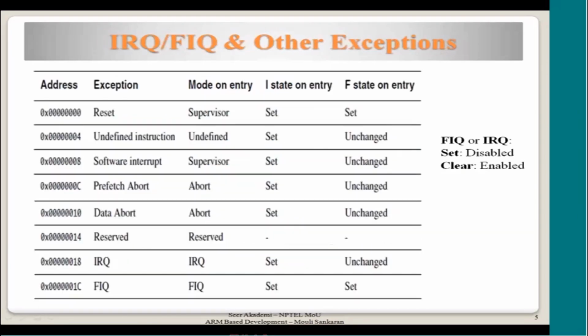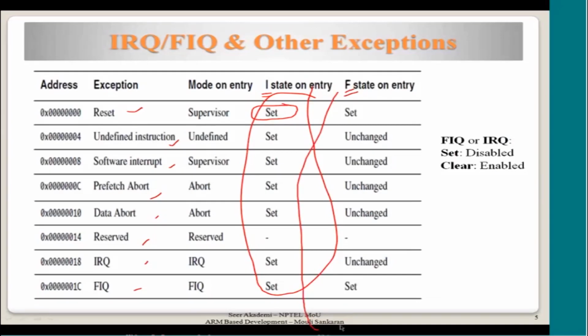This is again something I have shown you earlier. Please remember, setting this means it is disabled. Okay, what is disabled? IRQ is disabled. FIQ is disabled if it is set. So on entry to any of these handlers, what is the default status of these I and F flags in the CPSR? That is what we are showing here. The F and I flags are in the CPSR, bit number 7 and 6.